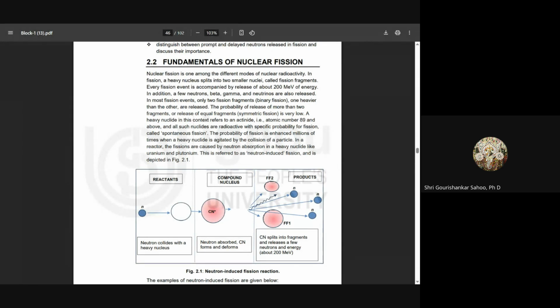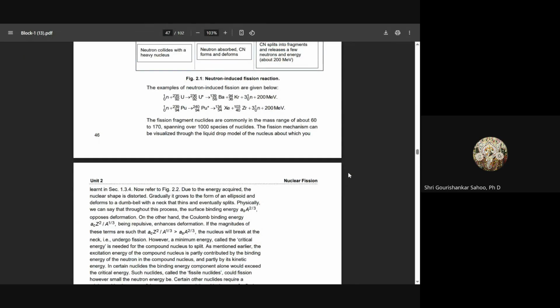Then a compound nucleus is formed when the neutron is absorbed by the uranium or plutonium nucleus. As it is unstable, it disintegrates or splits into fragments and releases energy of around 200 mega electron volt. You have fission products 1 and 2 and 3 neutrons as shown in the picture. And the reaction is like this: neutron plus uranium-235 forms the compound nucleus uranium-236, and barium-139, krypton-94, and 3 neutrons are created as fission products or fragments, and 200 mega electron volt energy is released.